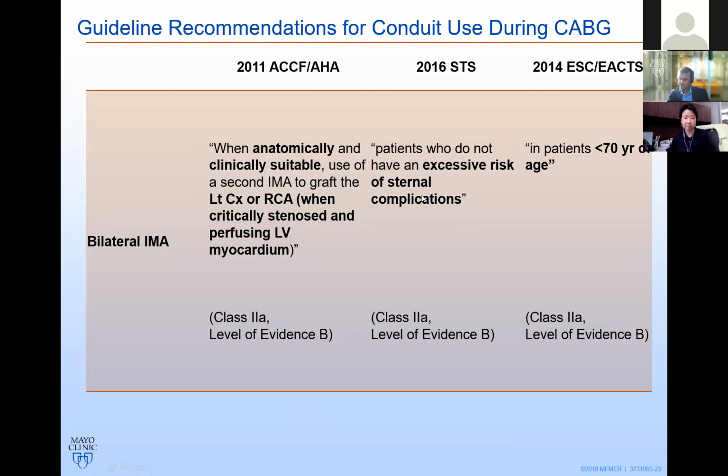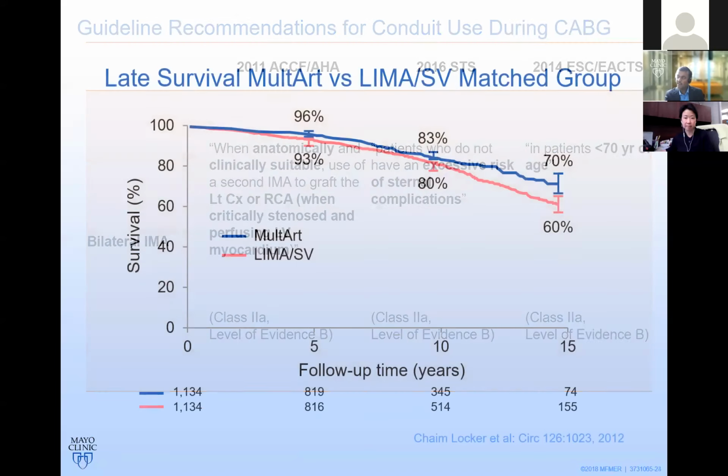Then there were some issues addressed here, saying, if a patient does not have excessive risk or risk of sternal infections, then you can use bilateral mammary arteries. Or if the patient has a life expectancy in excess of 30 years, then maybe, yes, you can use BIMAs. But again, all of this evidence was poor, level of evidence B.